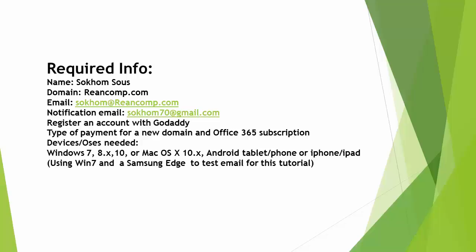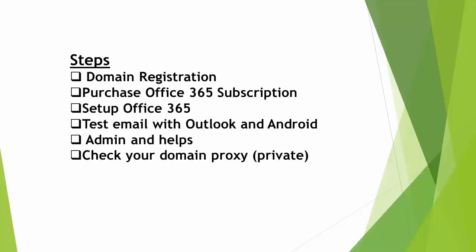Here is an example with the name and the new domain I'm going to be registering, and also the email notification using Gmail that I'm going to use after we complete the setup. That's going to send a notification to it. In this example, I'm going to be using Windows 7 and Android to test the email address. I'm going to show you how to set up the domain in a few steps: domain registration, purchasing an Office subscription as a trial, setting up Microsoft Office 365 and testing email, doing some admin tests, and also checking your domain privacy.